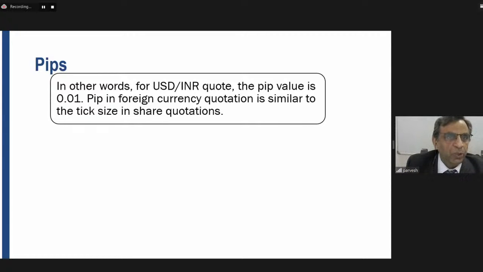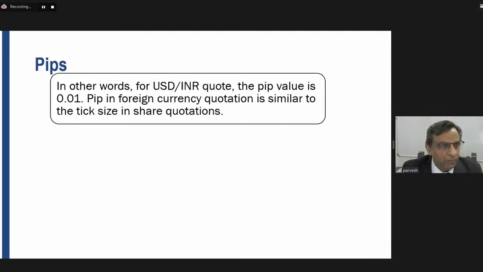Pips in foreign currency quotation is similar to tick size in the share quotation. When we are talking about the share market, we talk about tick size, the minimum change which happens to the share price. So it is called a tick. Just to distinguish between the stock market and the currency market: in the currency market, we call it pip, and in the stock market, we call it tick.